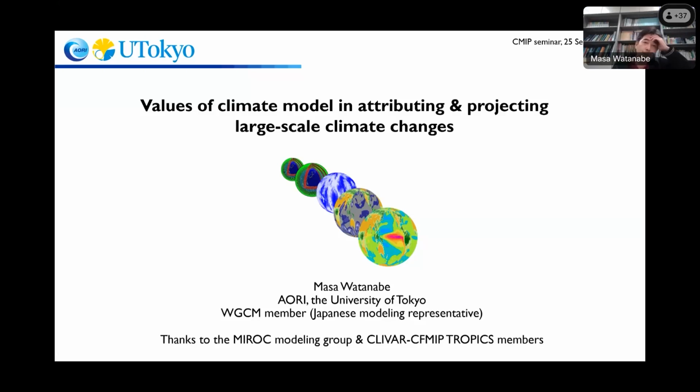And my talk today is not about a specific scientific issue, unlike the previous talk, but a kind of personal thought about how and why we keep doing the climate modeling. And I have four major bullet points which I'd like to share with you.